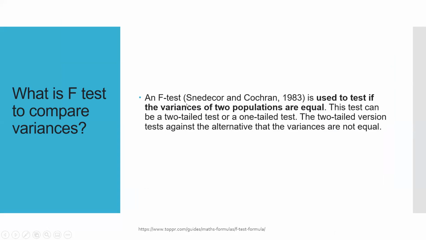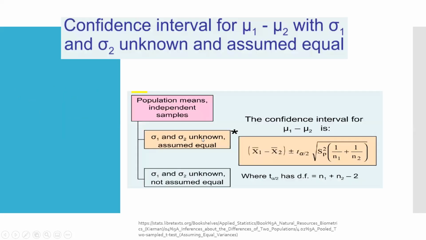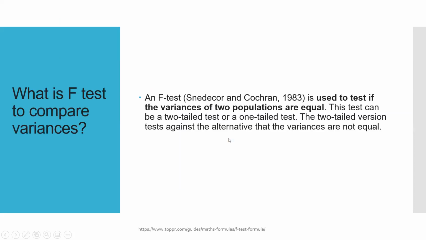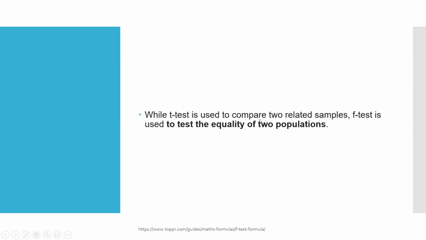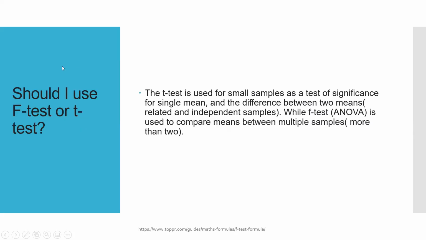And for this, the f-test is used whenever we are comparing the variances of two populations that are considered equal. So this f-test can be one-tailed or two-tailed, and the two-tailed version tests against the alternative that the variances are not equal. So whenever we are using the two-tailed, we are going into this second scenario. But for the first scenario, we are using the one-tailed test. While the t-test is used to compare two related samples, the f-test is used to test the equality of the two populations based on variances. So should I use an f-test or a t-test? That is the next question.